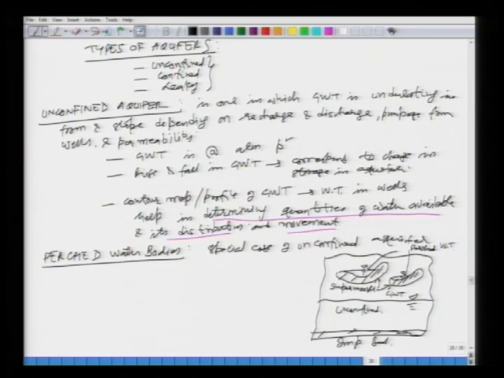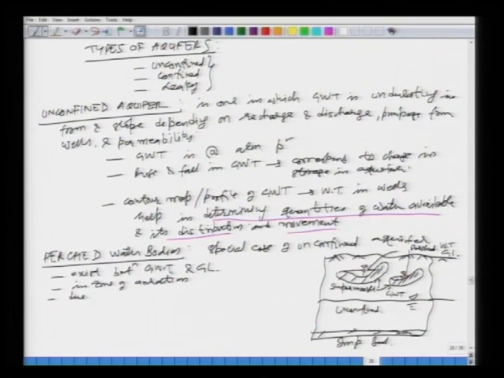So, these perched water bodies basically exist between what? The groundwater table and the ground level. This is the ground level, right. So, it exists between the groundwater table and the ground level, in the zone of aeration. What is the zone of aeration? It is basically the unsaturated zone above the groundwater table.